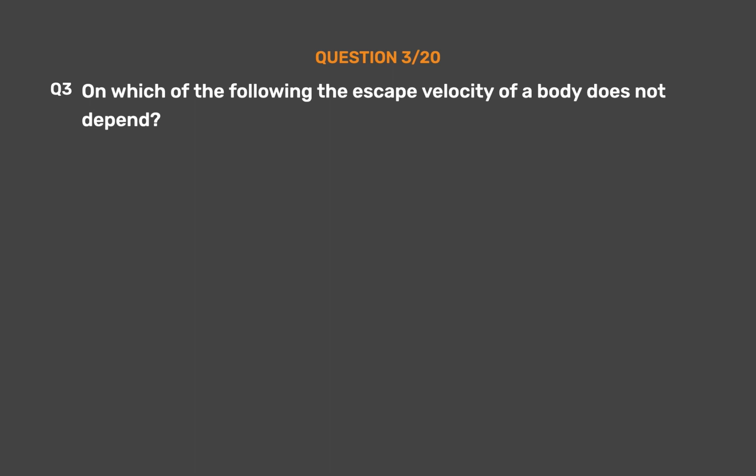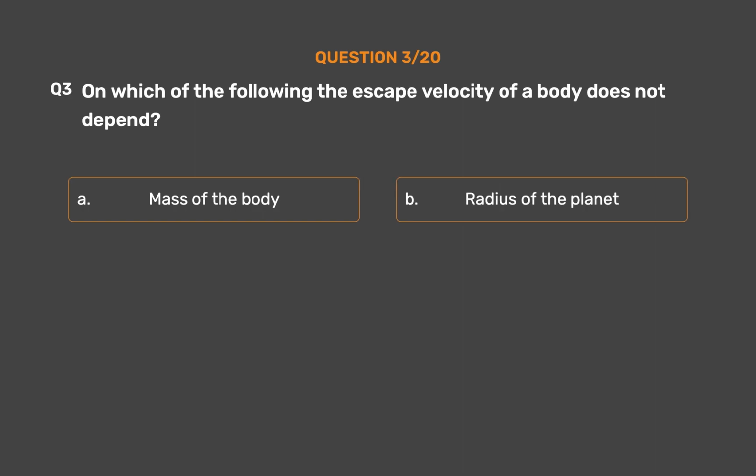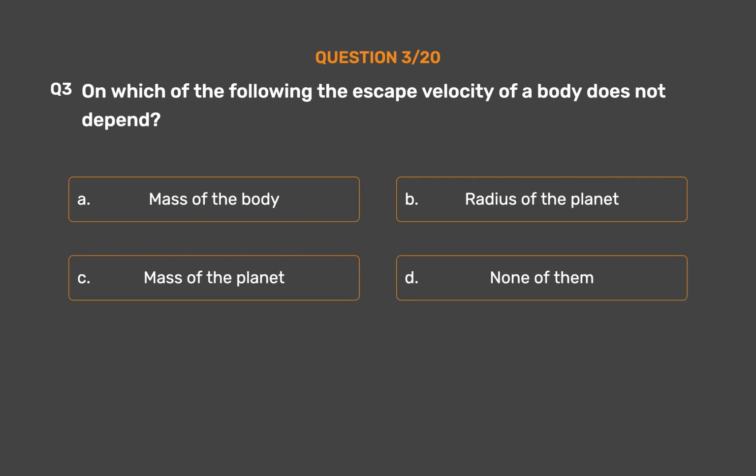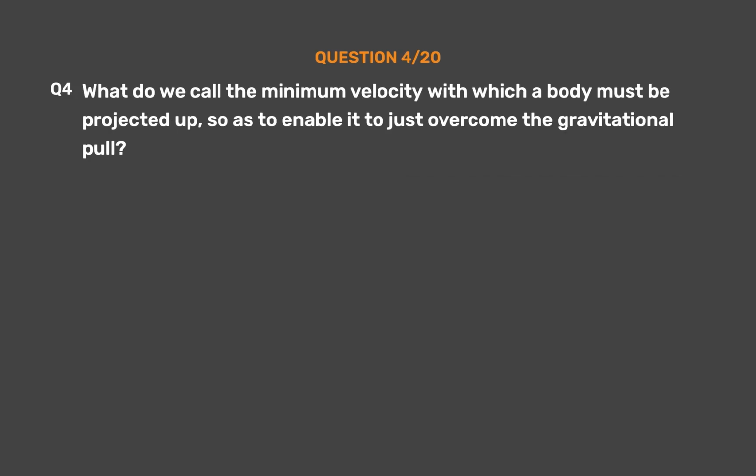Question number 3. On which of the following the escape velocity of a body does not depend? Option A. Mass of the body. Option B. Radius of the planet. Option C. Mass of the planet. Option D. None of them. The correct answer is Option A. Mass of the body.